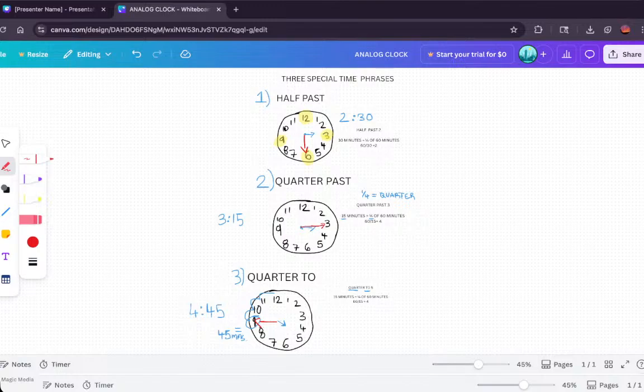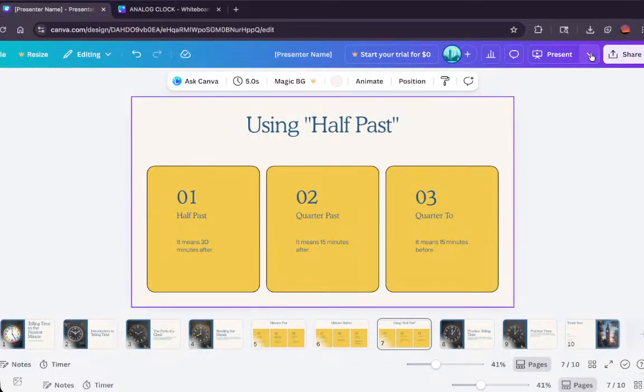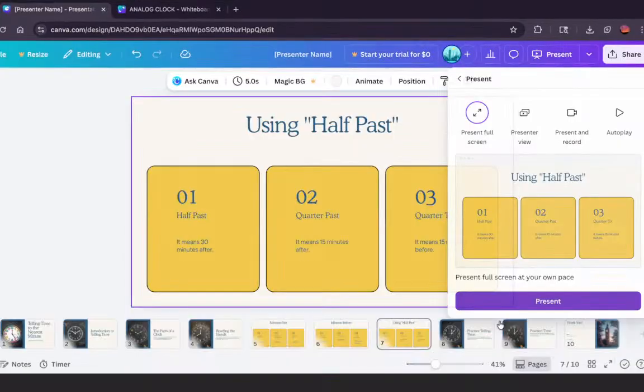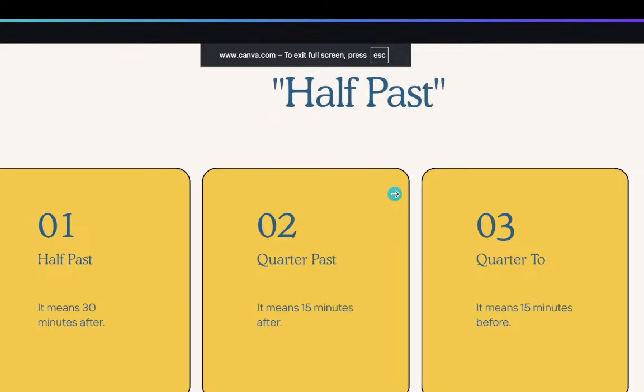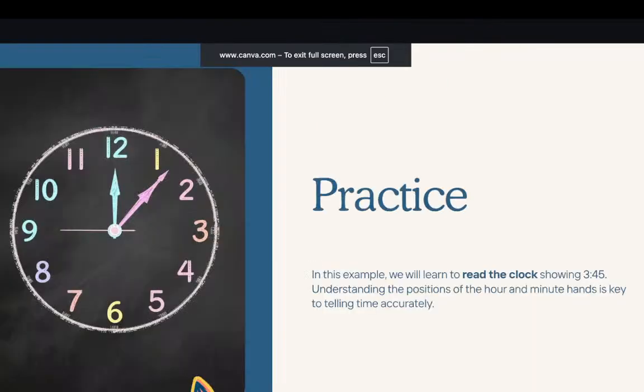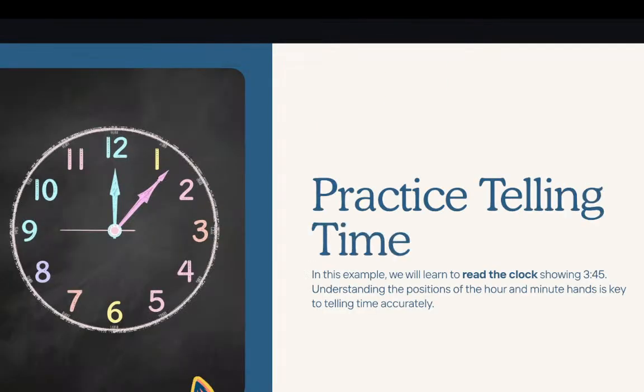Yeah, I'll move on. Okay, so now let's go back to practicing how to tell time, now that we learned all the terms. So let's look at a real example together. Not 3:45, but let's look at this clock on the left.